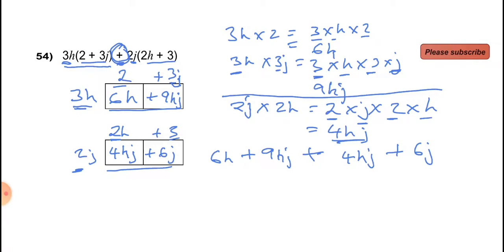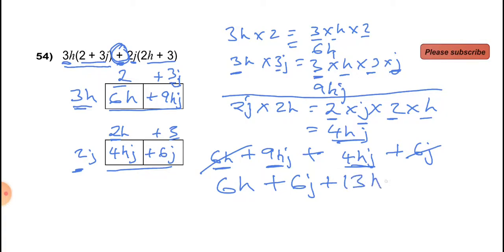So anyway, for this question, I can see the 6h is by itself, there's no collecting like terms, and the 6j is by itself, and there's no collecting like terms there. Then it's 9hj plus 4hj, which is 13hj. So that is the final answer.